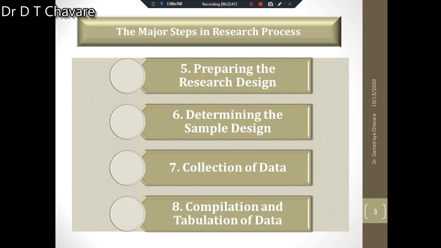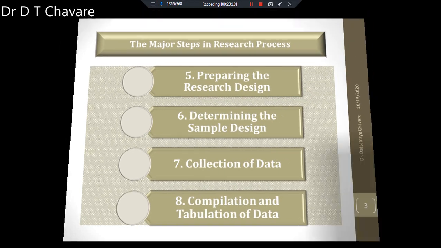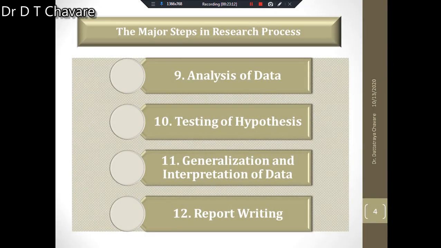A careful and systematic compilation and tabulation will highlight important characteristics of the data, facilitate comparison and render it suitable for further statistical analysis and interpretation. In this way, compilation and tabulation of the data is the next stage in the scientific research process. Now, the further stage is analysis of the data.